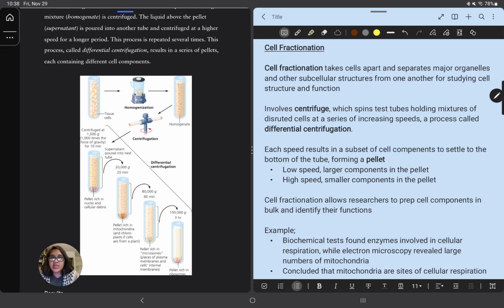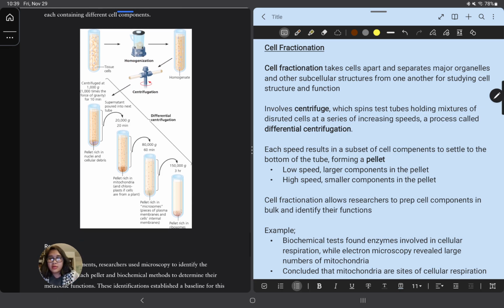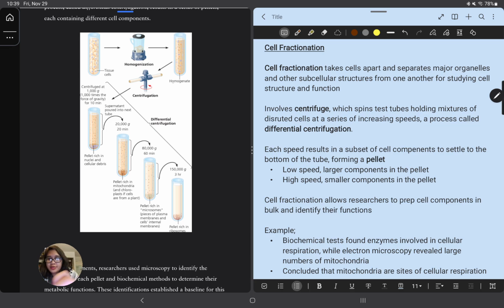This is also an example of a centrifuge. I guess this makes sense as well. So as you can see, the pellets... Oh, let me go back. This is what it looks like before, and this is what it looks like when it's done.